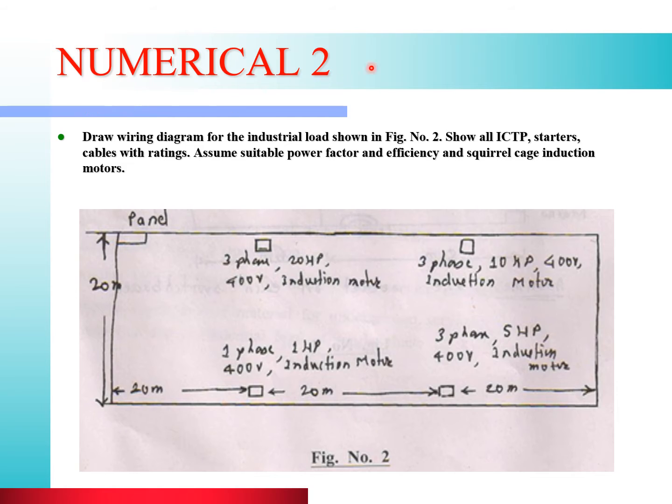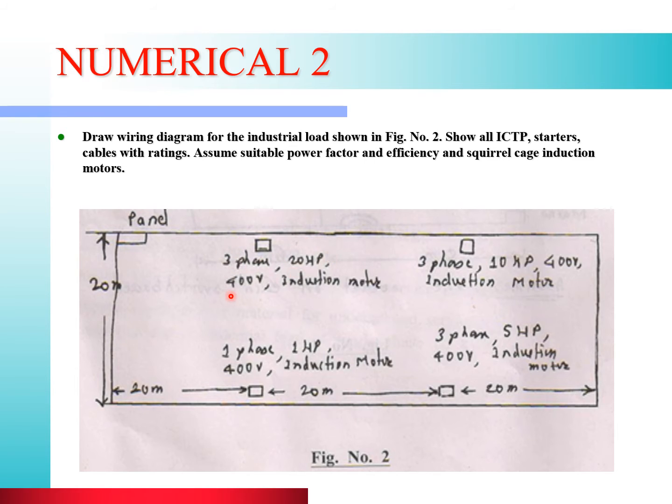So this is numerical 2. In the last lecture we saw numerical 1. Here, draw the wiring diagram of the industrial load shown in figure number 2. This is figure number 2. Show all ICTP starter cable with ratings. Assume suitable power factor and efficiency and squirrel cage induction motor. So this is the plan given for numerical number 2.